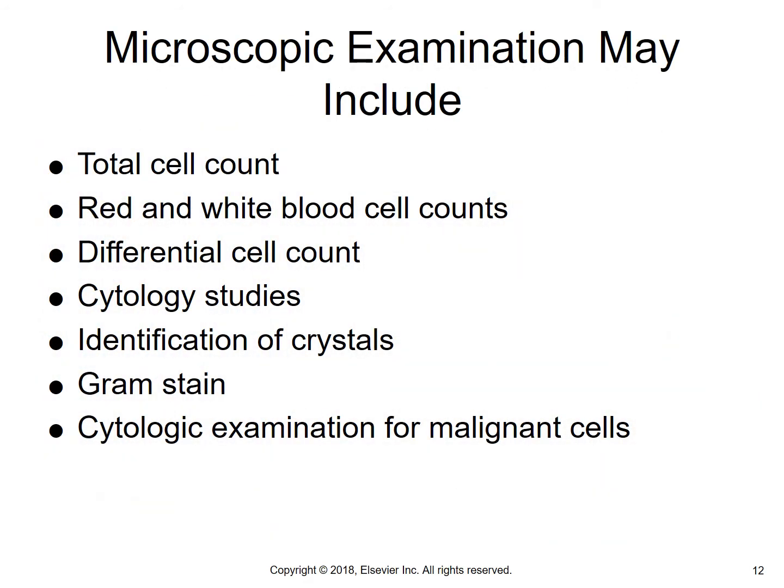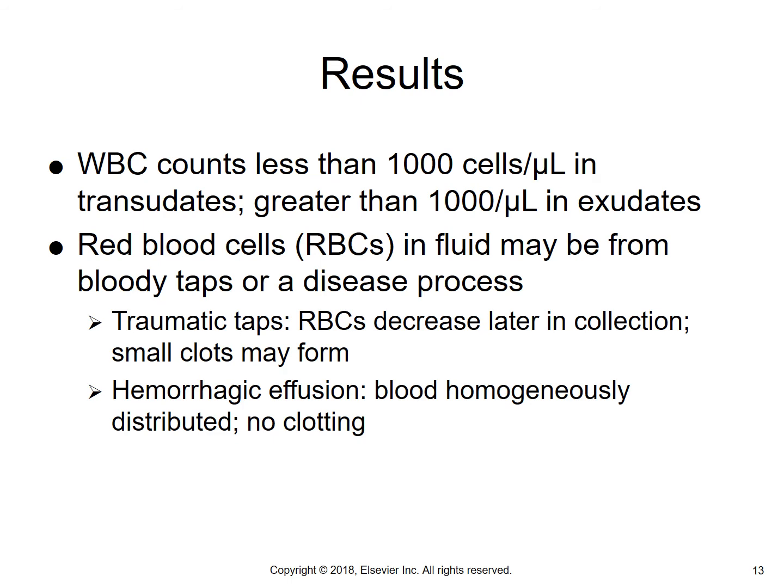Now, what is commonly ordered on these types of fluids? Usually you're going to get a total cell count, as well as cytology studies, identification of any crystals if present, and microbiology studies. With the total cell counts of pleural, pericardial, and peritoneal fluids, when we're looking at the results of our total counts, it can help determine which way our effusions are going to go and help the physician classify them.